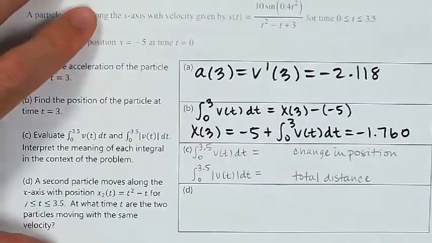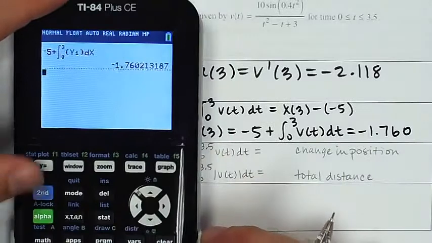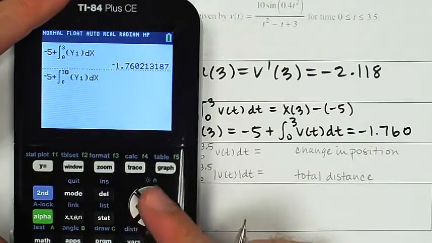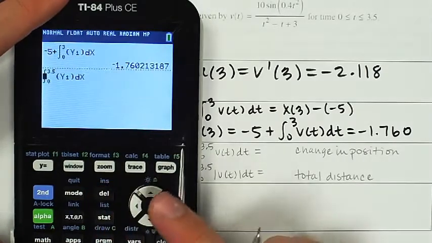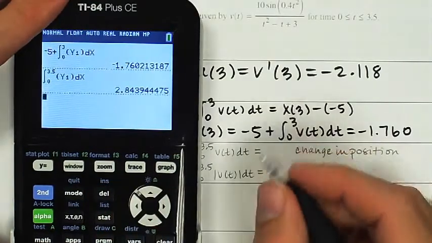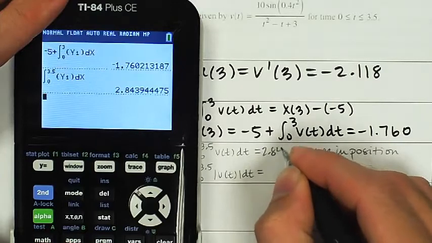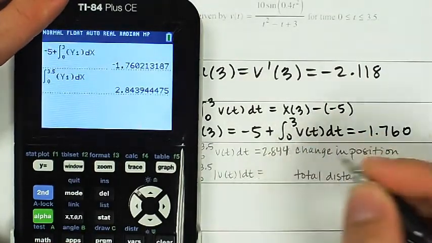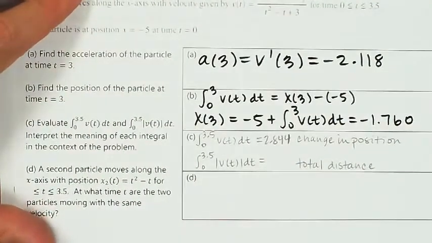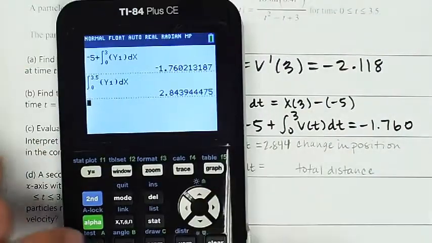Okay. And we can do that using the calculator. I'm going to pull up the same thing, except I'm going to call that 3.5, and then I'm going to delete that negative 5 part. And that's 2.844. Yeah, I knew that was going to happen. It's okay.